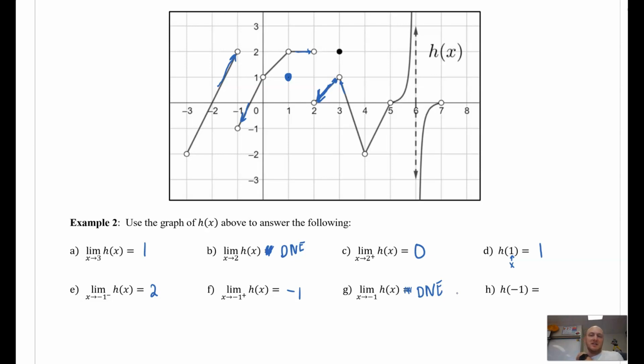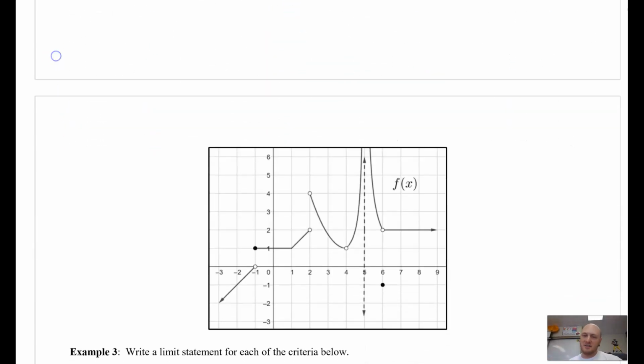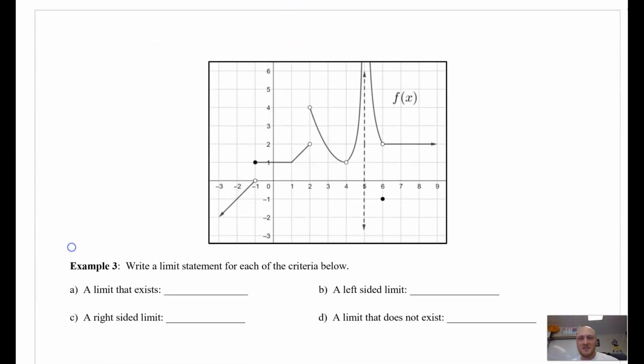Okay, and lastly, what is h of negative 1? So what's the function value? Well, if I look at negative 1, notice I don't have a closed point, a dark point like I do at positive 1, right? So here, this function value is what we call undefined. It's not defined on this graph. Only limits cannot exist, right? So only a limit does not exist. Say it with me. Only a limit does not exist.